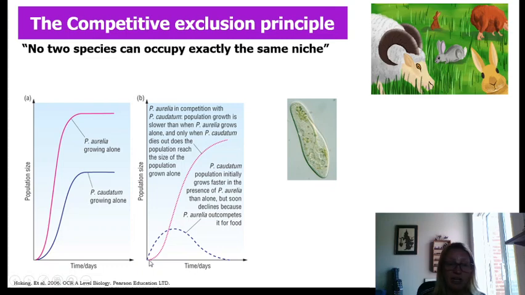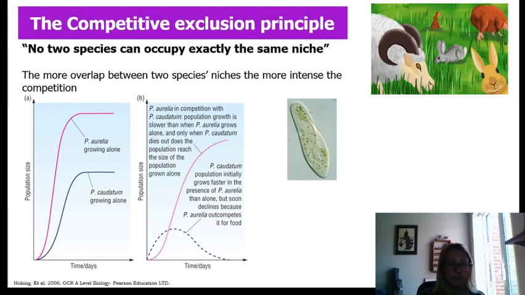So yeah, the P. aurelia, actually the graph is fairly similar here. So it does grow at a slower rate to begin with because of the competition from the P. caudatum, but it does go into the exponential growth phase, and it eventually is going to outcompete the P. caudatum. So we've got competitive exclusion taking place here. So you get this really intense competition that means that in this case, the P. caudatum has been wiped out from that particular area, been outcompeted for food.